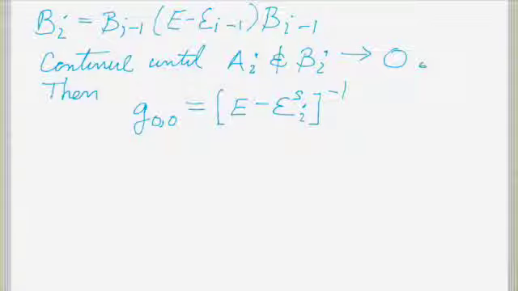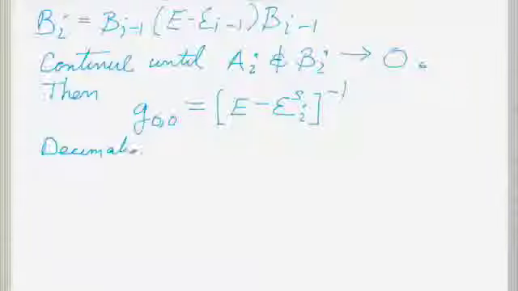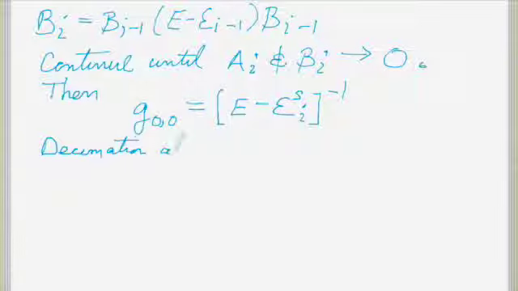So this is called the decimation algorithm, which is in all production codes, at least that we use. This is the way we calculate the surface Green function. So we just did the right lead. Everything up to now is for the right.